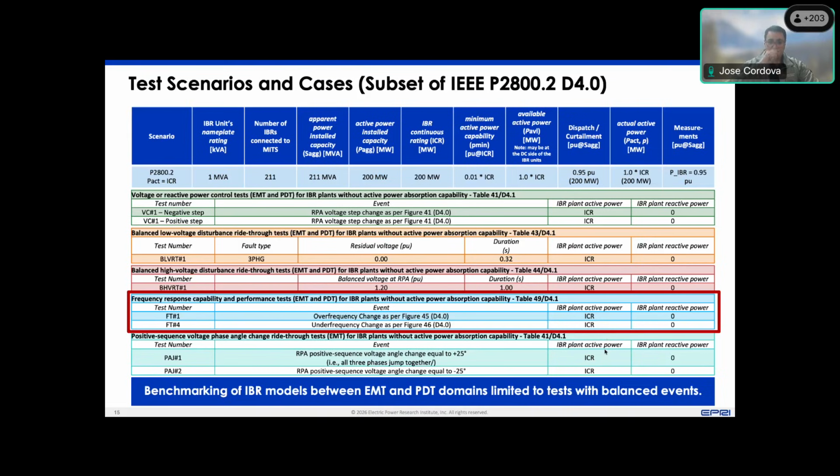I highlighted here the frequency response test because we wanted to answer one of the first questions, which is, are the tests practical and also reasonable, at least for this generic IBR plant? So we wanted to benchmark these IBR models in both EMT and PDT domains for this test on different events. So if you go to the next slide, Jens.